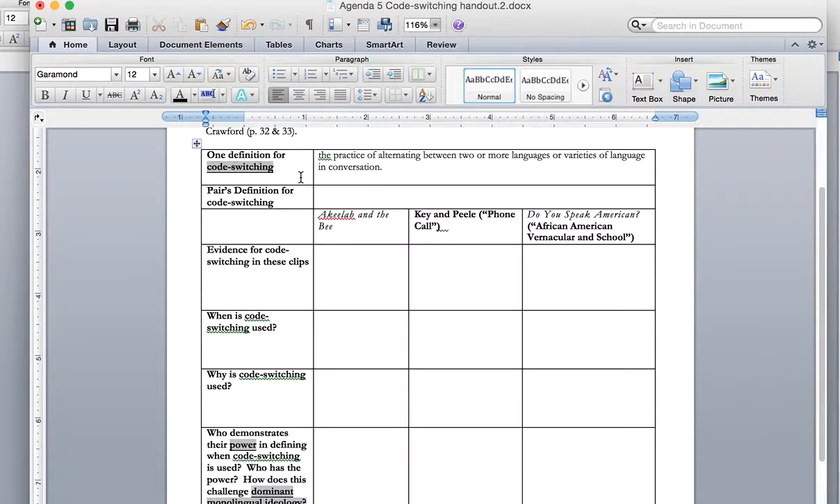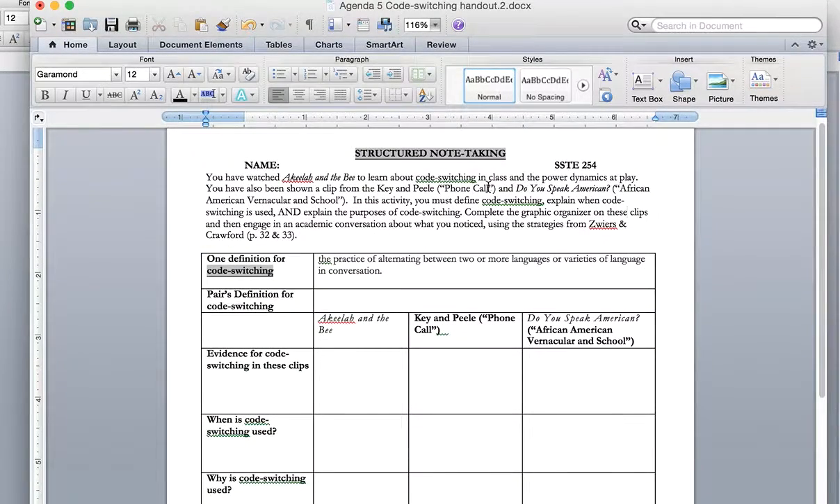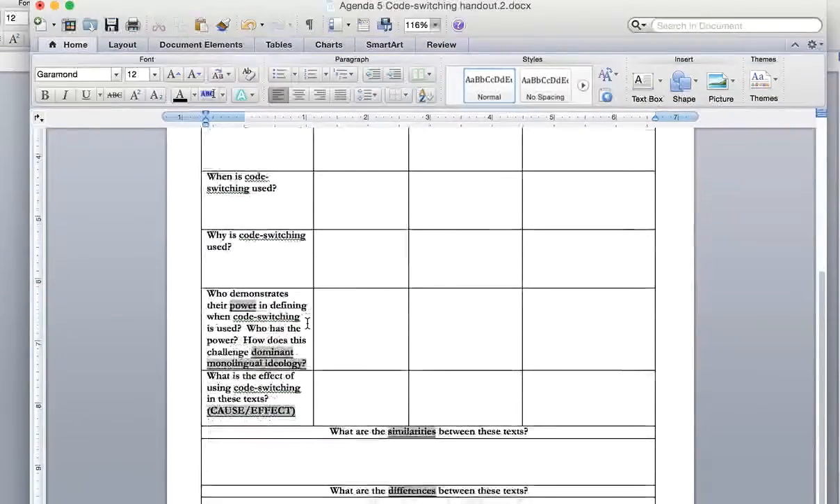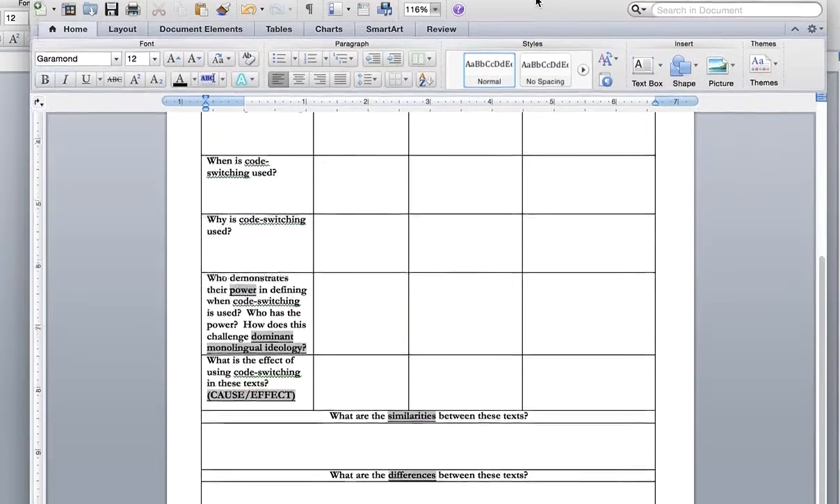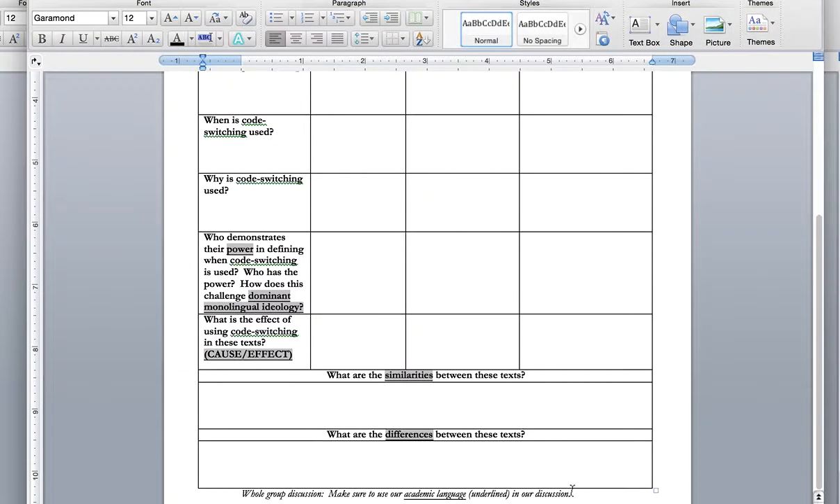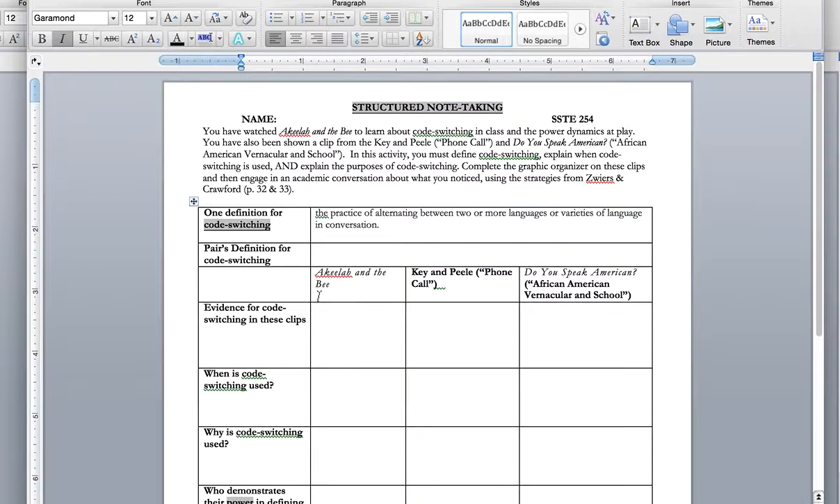So as you can see, our academic language is underlined and highlighted all the way through. And then, I'm going to move this up so I can get the bottom. You can also see at the very bottom that there's just a little italics line for the whole group discussion after this activity, this paired activity. You'd make sure to use our language, academic language, in our discussion. Just a little reminder for us.